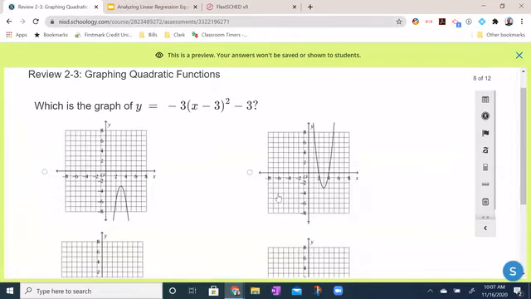Okay, which is the graph of this one? Again, another vertex one here, this time -3 and -3. Again, this -3 needs to change signs. Okay, so it's +3, -3.